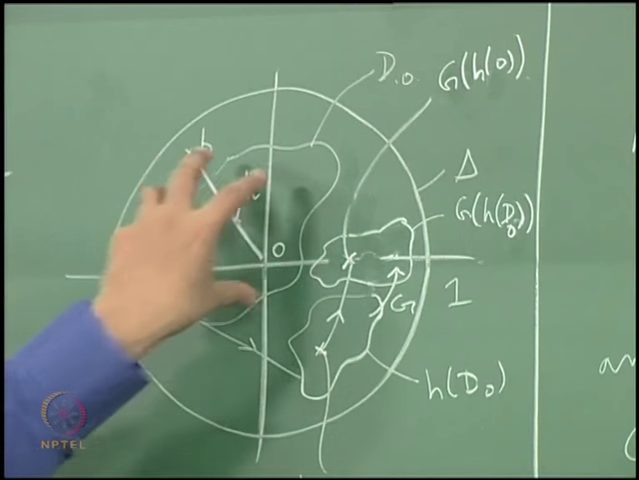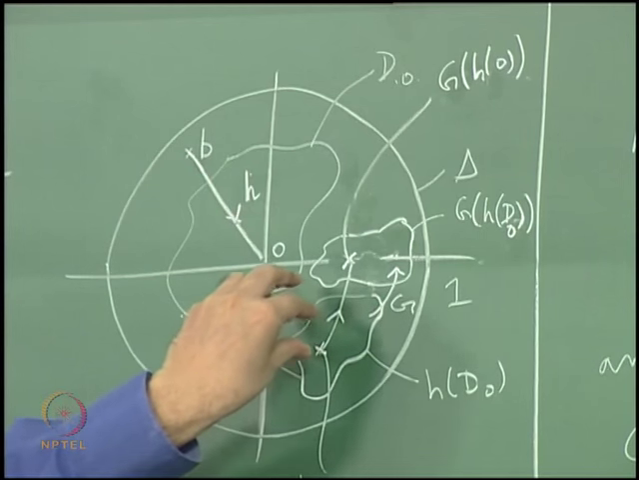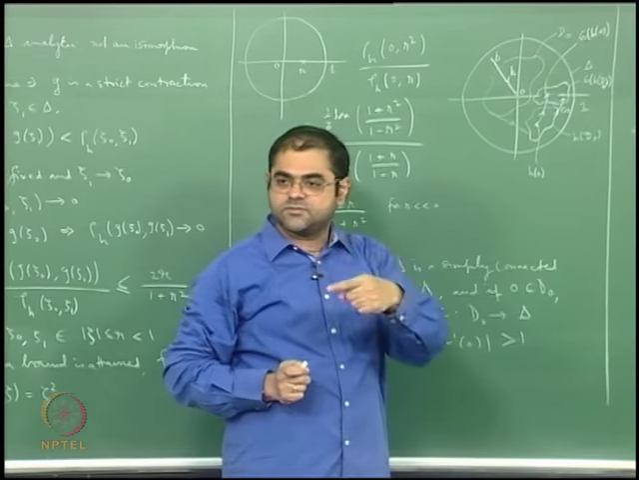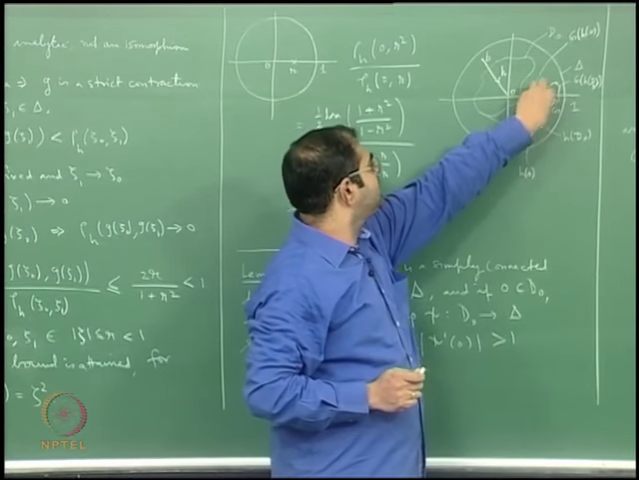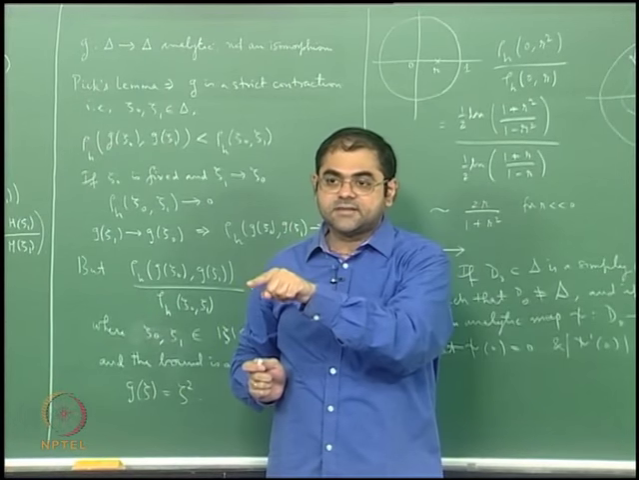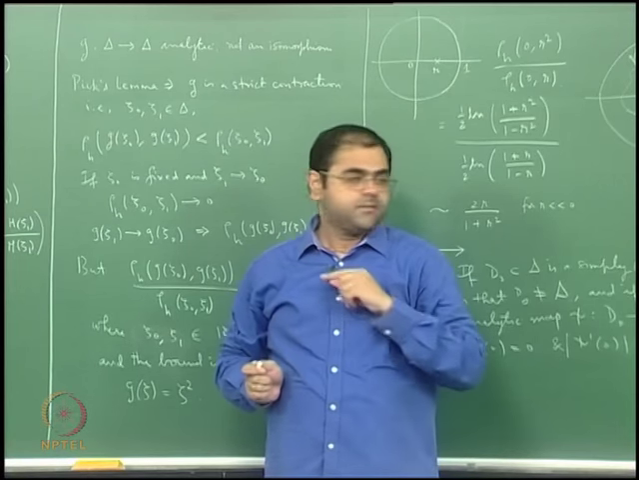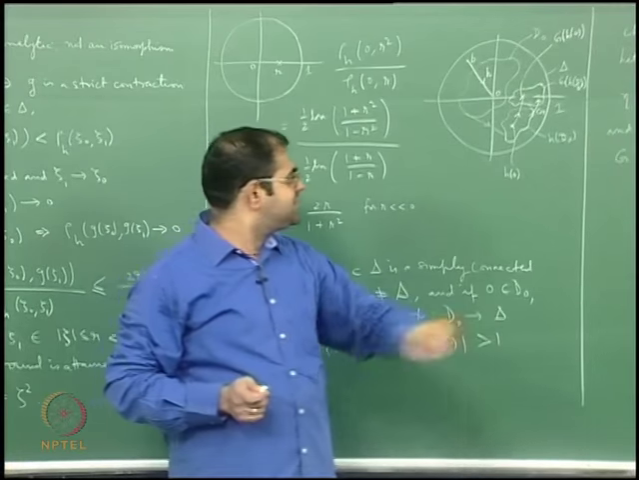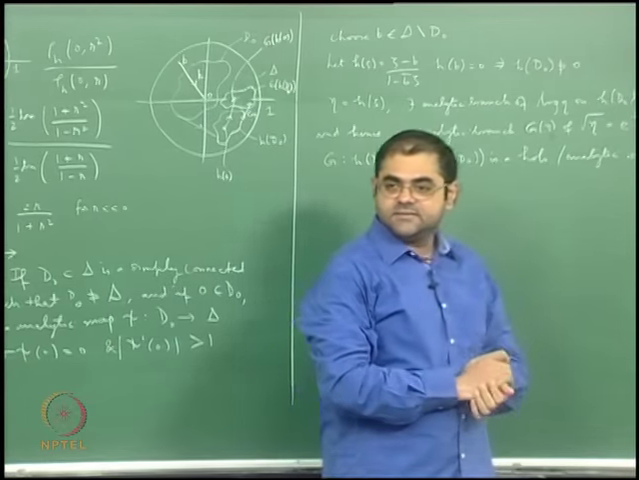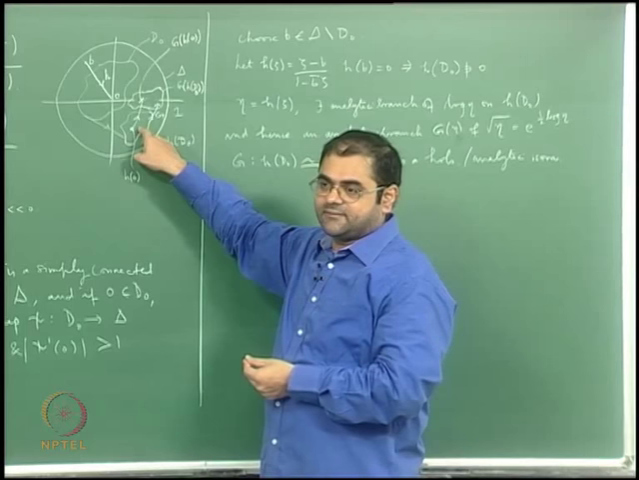So I have this d0 which is moved by small h onto h of d0, and that is an isomorphism because small h is an automorphism of the unit disk. Then from h of d0 to g of h of d0 is also an isomorphism because g is an isomorphism on h of d0. But there is something funny about g. This g is not defined on the whole unit disk. It is only defined on this simply connected domain.